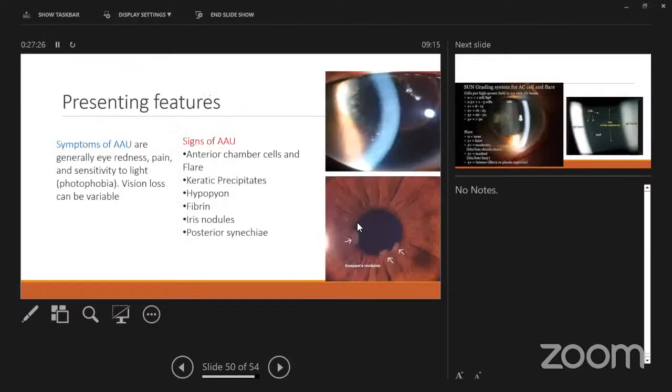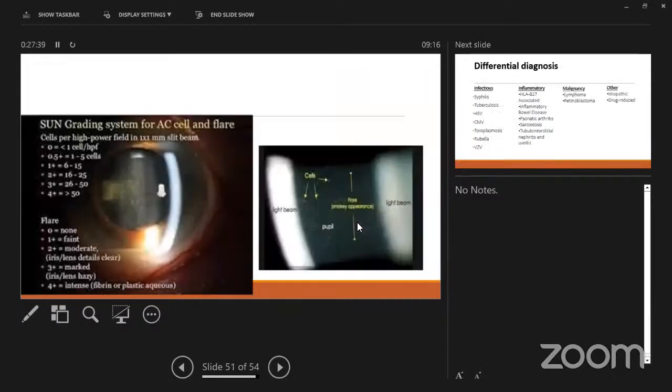So presenting features, symptoms can be redness, pain, sensitivity to light, that is photophobia, and vision loss can be variable. The signs will be anterior chamber cells and flare, keratic precipitates, hypopyon, fibrin, then iris nodules, and posterior synechia.